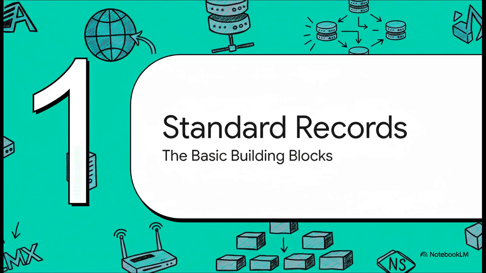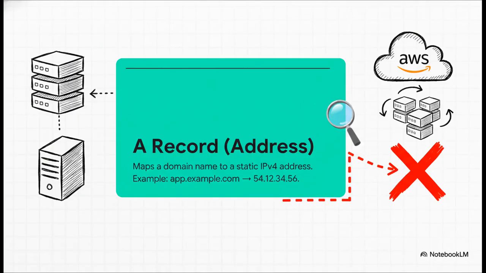Okay, let's start with the absolute essentials. These are the building blocks, the record types you're going to see and use every single day. First up is the A record. The A stands for address, and it's the most basic record type there is. It does one simple job. It points a domain name like app.example.com directly to a specific, unchanging IPv4 address. Now, this is great for something with a fixed IP, like an old-school server, but, and this is a huge but, in the dynamic world of AWS, it's often not the right tool for the job.